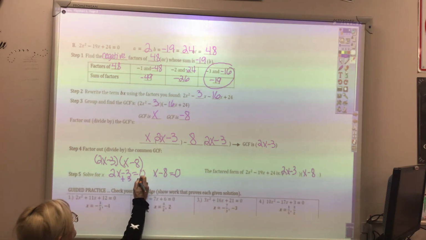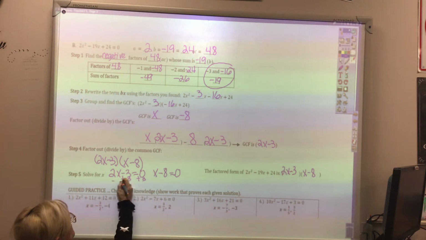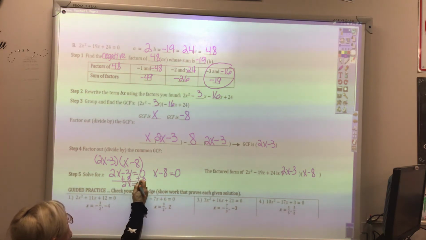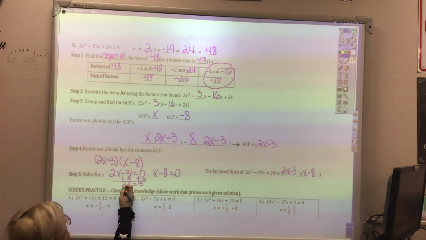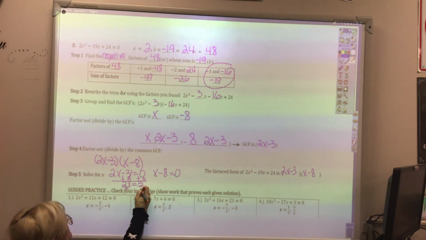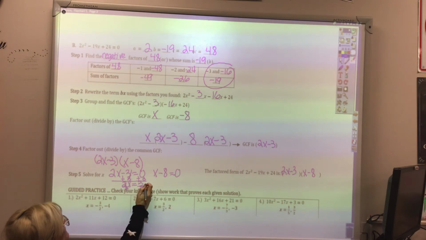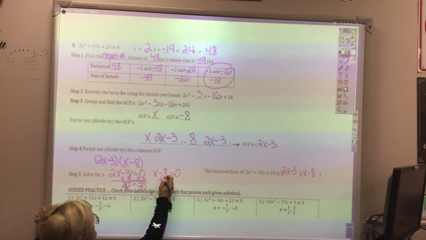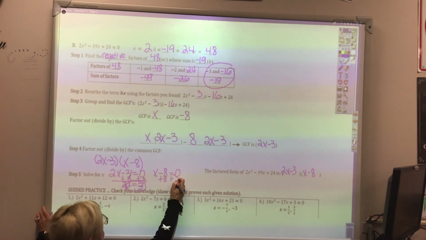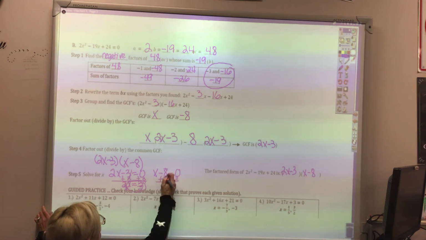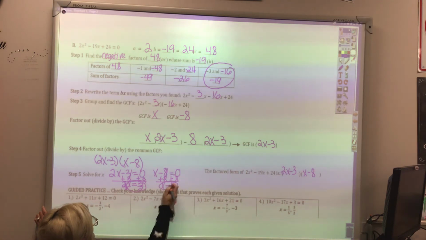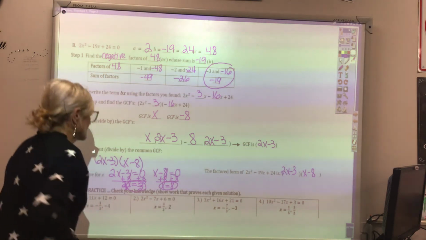add 3, 2x equals 3, I'm going to run out of room, divide by 2, so x is 3 halves. Second one, add 8, x is 8. Those are our two answers.